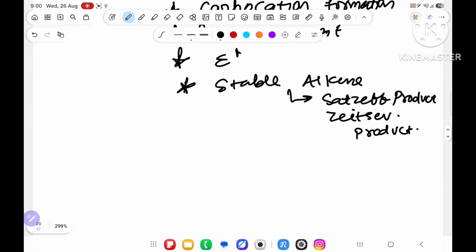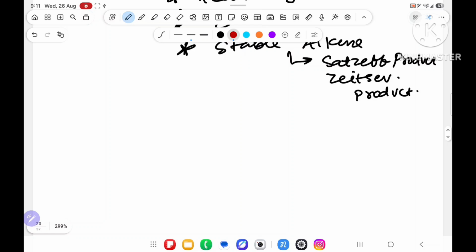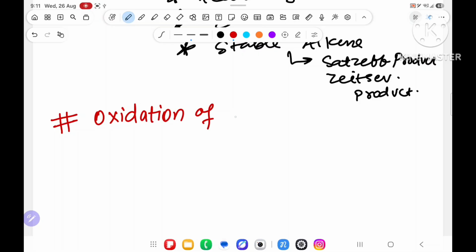The next part of the chemical properties is oxidation of alcohol. Oxidation of alcohol, and then alcohol total done. After that we will start ether and then phenol. Chapter done. We are going to see oxidation of alcohol. Oxidation means addition of oxygen.